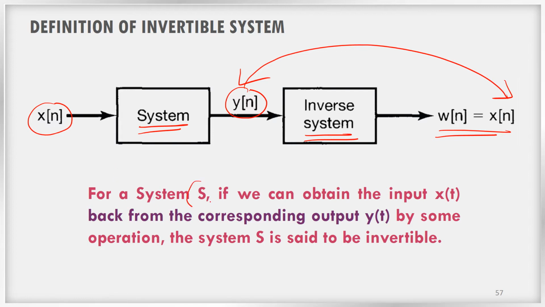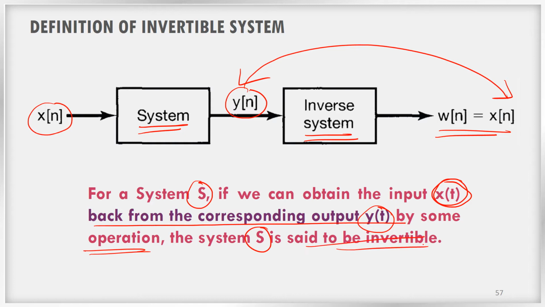The definition is given like this. For a system S, if we can obtain the input x of t back from the corresponding output y of t by performing some operation, then the system S is known as an invertible system. So this system is the invertible system, and this system is the inverse system.